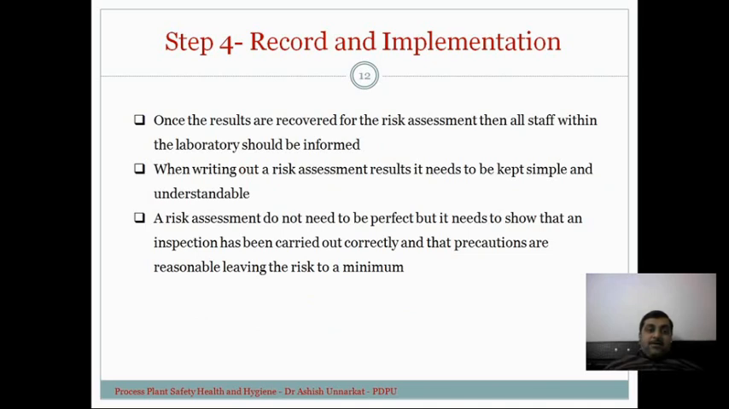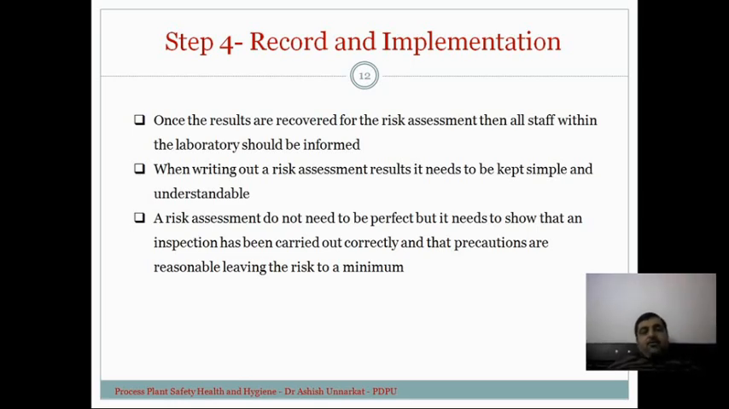Step 4 is record and implementation. So once you have the results from the risk assessment, that is, a rating you have to do on all the hazards and the risk. So you have to give a certain amplitude, you have to give a certain probability of what could happen. Once you have the result of the risk assessment, all staff within the laboratory should be informed. When I say laboratory, it's the workplace I'm taking as an example. So while writing out these risk assessment results, it should be pretty simple and understandable to everyone, which is higher risk, which is lower risk, and so on.